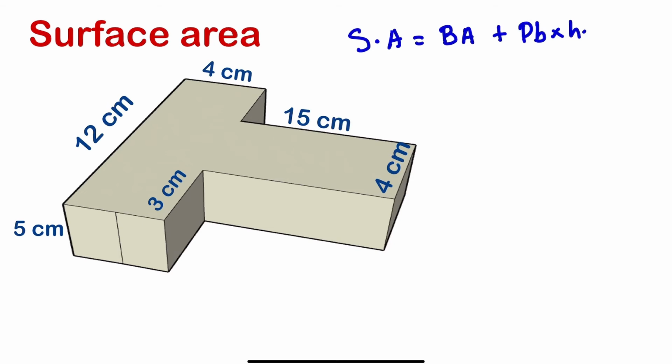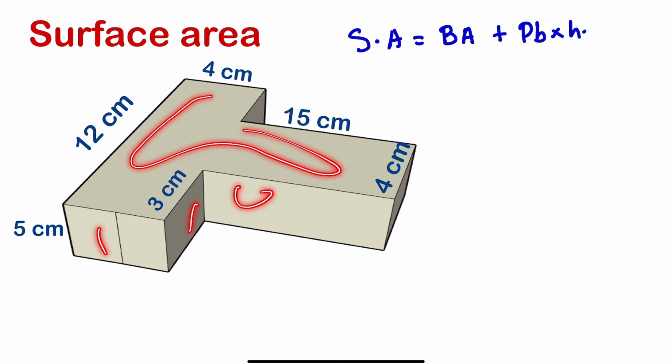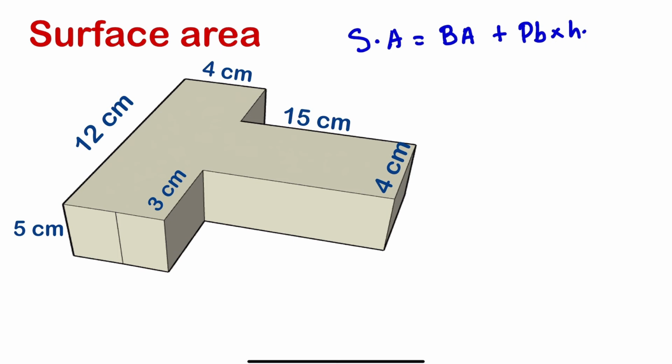We already know our base area. Since we have two bases, surface area involves the area of all the body, meaning the area of this plus the area of this plus this plus this plus this. So it's kind of complicated. The best thing to do is to use the formula. We have the base area. We all know that this side and this side are the same, so we are going to have 2 times the base area plus the perimeter of the base times the height.